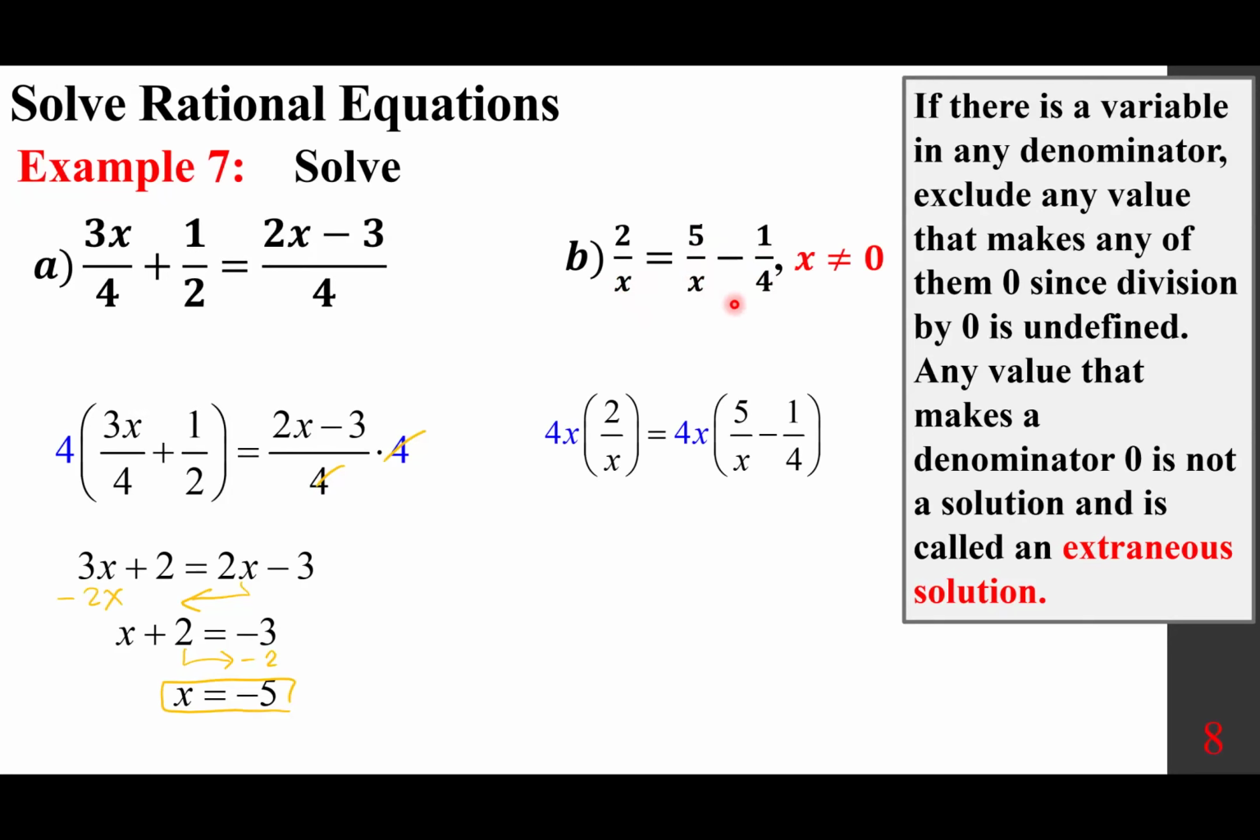So what happens when we multiply this by 4x? 4x cancels out the x, you get 4 times 2, 8. 4x cancels out the x, you get 4 times 5, 20. 4x cancels out the 4, and x times -1 gives you minus x. So I hope you can go from here to here.